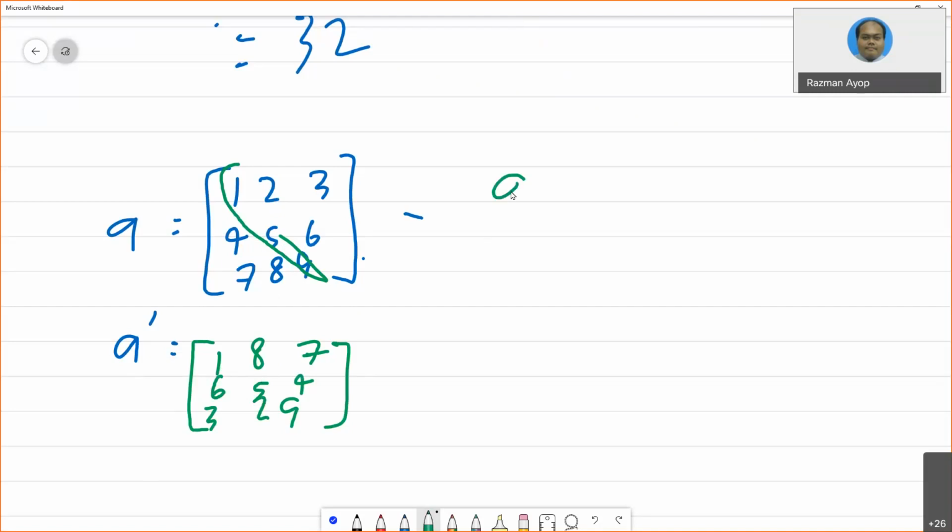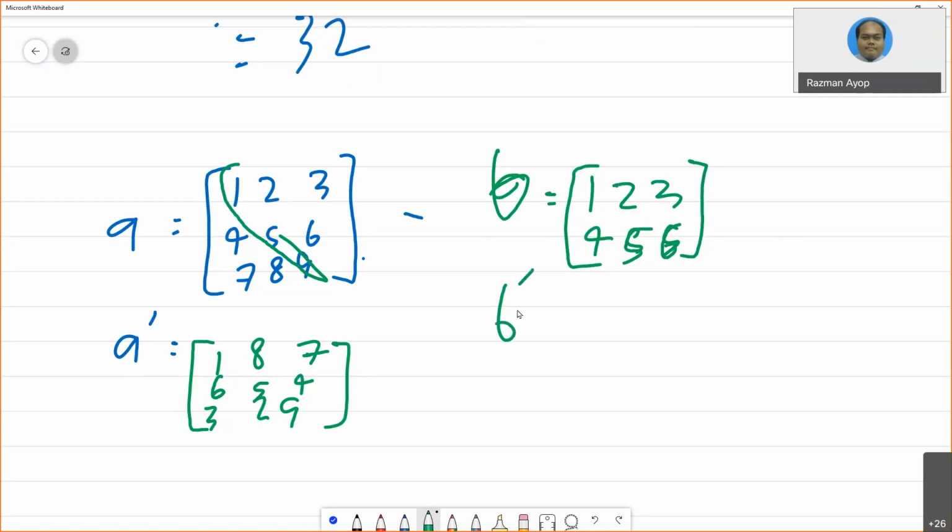For example, I give you another example, B equals to 1, 2, 3, 4, 5, 6. For this case, you have to flip it. B transpose is equal to 1, 4, 2, 5, 3, 6. Is it correct? So you can use MATLAB to check this.